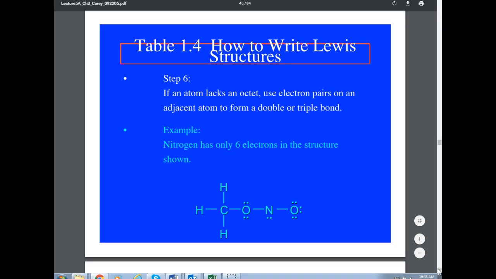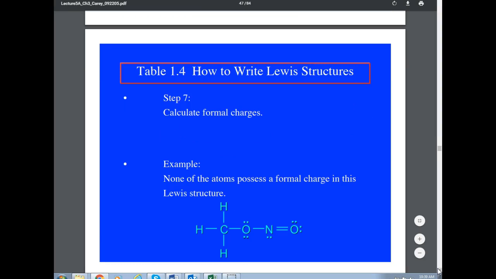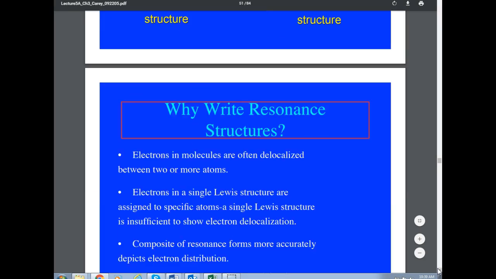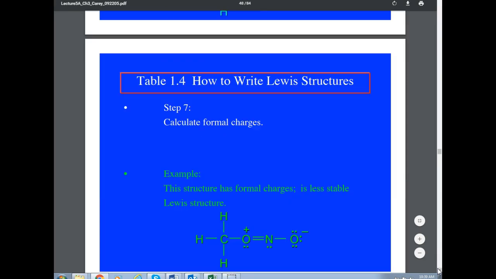So if something lacks an octet, we can put in that double bond or triple bond. So remember, nitrogen wasn't set up correctly here. It wasn't filled in its octet, so we put in a double bond. I think I skipped, sorry guys. Let me go back. So anyway, we had to do this, remember? We had to try different structures, and we had to look at the formal charges, and one was a good structure, one wasn't such a good structure.